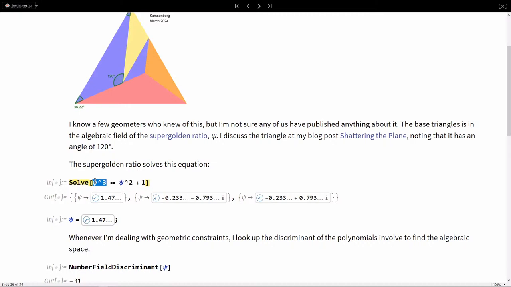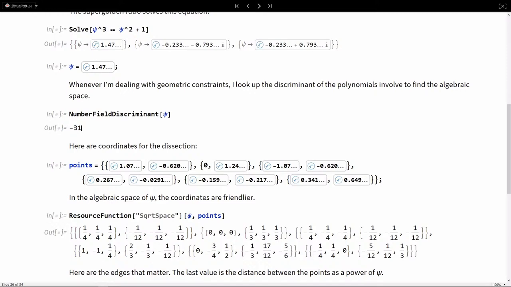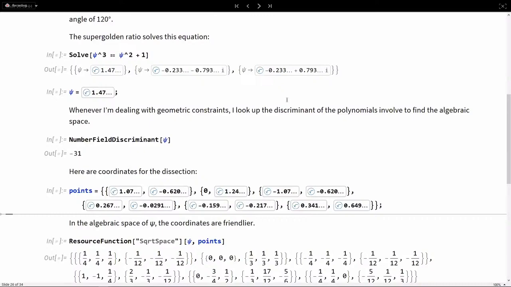Psi, yes, that's psi. Psi to the third equals psi squared plus one. And that's the super golden ratio as shown here. Whenever I'm dealing with these constraints, I look at the discriminant, as I mentioned earlier. And this one has discriminant minus 31. Here are some points for this dissection here.